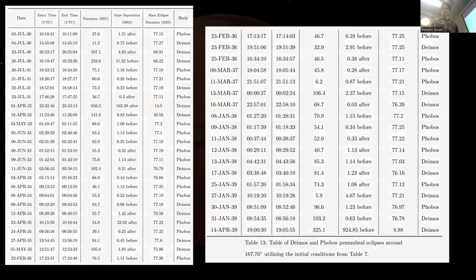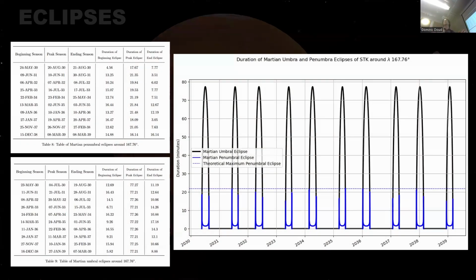Okay, let's take a look at Mars really quick. Very regular, clear apparent pattern. I mean, people write papers about this. The plot on the right here shows the time on the x-axis and the duration on the y-axis in minutes. And the black lines are the umbral eclipses, the blue lines are the penumbral eclipses, and the blue dash is the theoretical longest penumbral eclipse. And you can see that each Martian umbral eclipse is relatively the same duration at the peak, and they occur relatively regularly.